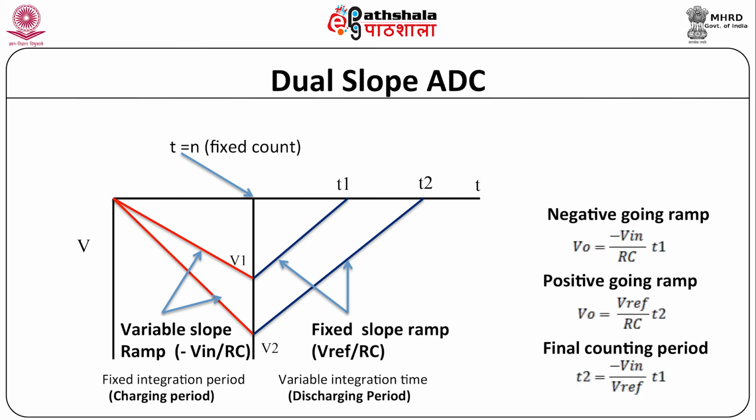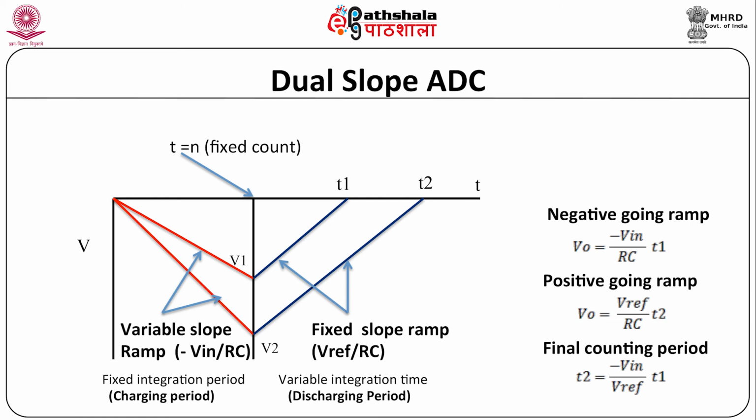The amplitude of negative and positive ramp can be equated as follows: minus V in upon RC into T1 is equal to V reference upon RC into T2. Cancelling RC, we get minus V in into T1 is equal to V reference into T2. Let us rearrange the terms so that we get T2 is equal to minus V in upon V reference into T1. As V reference and T1 are constant, the digital count obtained during T2 is dependent only on the applied input voltage.